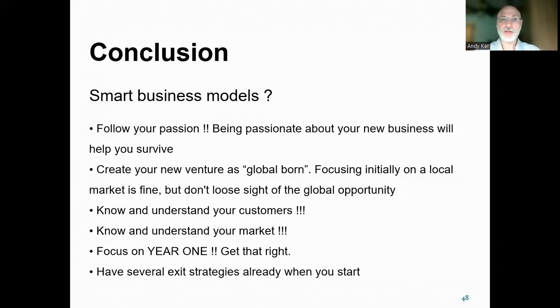Create your new venture as global born. Focusing initially on the local market is fine, but don't lose sight of the global opportunity. Reach the opportunities, as we discussed. And nowadays, opportunities can be everywhere. Since your business, if you're online, for example, can go global.